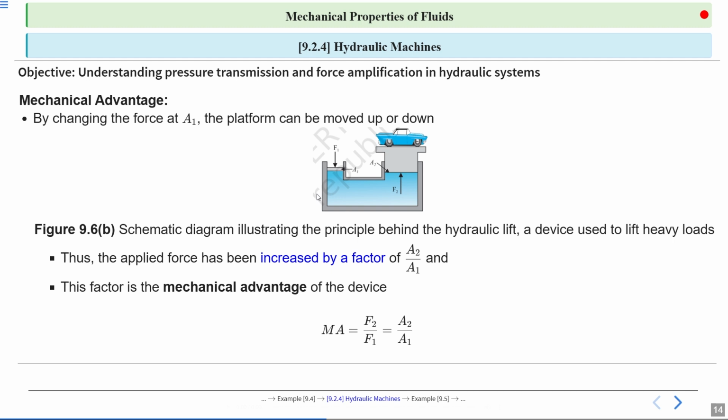So the formula for mechanical advantage: MA is equal to F2 by F1, which is equal to A2 by A1. Here MA stands for mechanical advantage, F2 is the output force and F1 is the input force. All right.